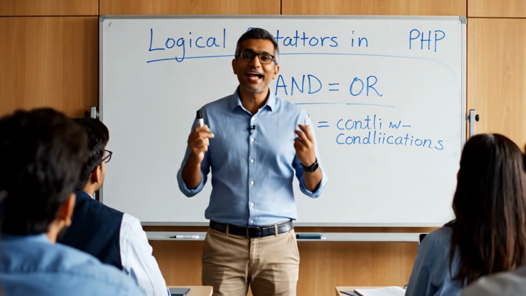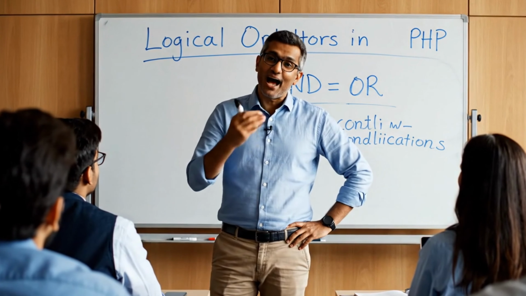It's basically how we handle multiple conditions, like saying, I want coffee and a croissant. Logical operators are special symbols used in programming to combine multiple conditions and evaluate them as a single. Logical operators help determine whether one or more conditions are true or false before a decision is made.